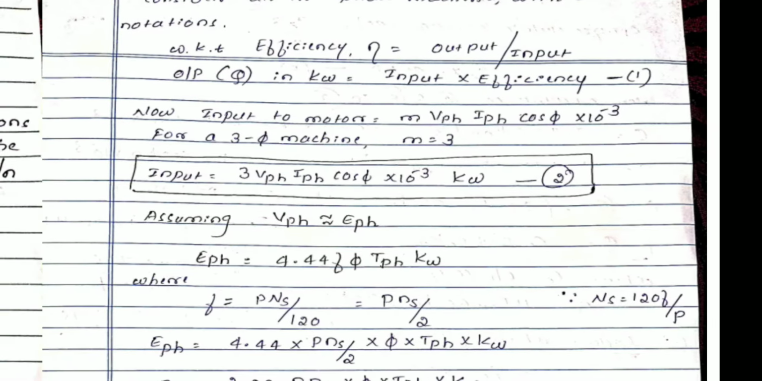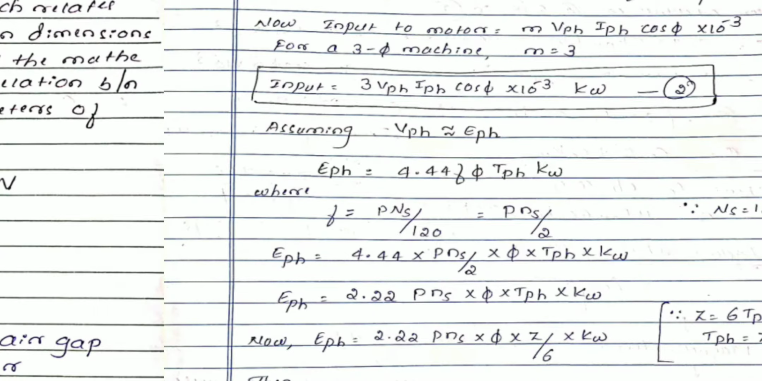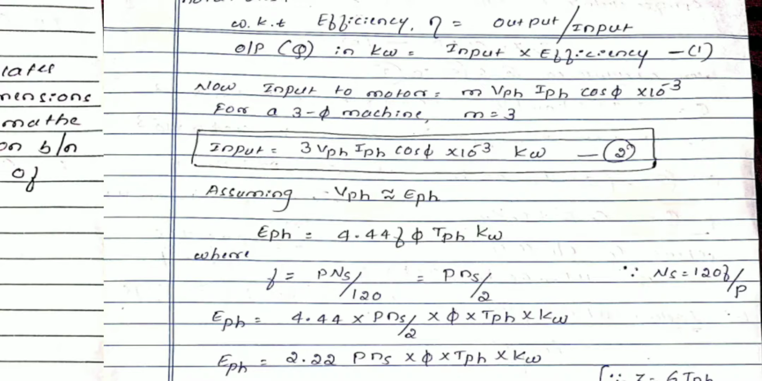The input to the motor will be M VPH IPH cos phi into 10 raised to minus 3. So what is the input? Input means the input kVA rating of this machine. kVA means kilovolt ampere. That is the reason: VPH, IPH, the power factor, into 10 raised to minus 3. So this will be the input to the motor.